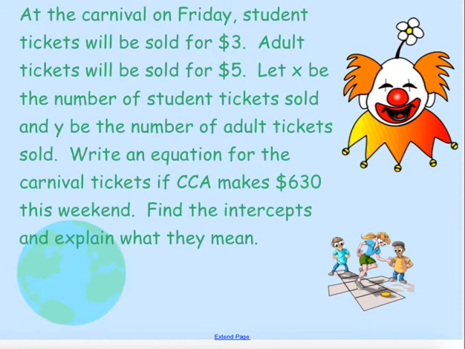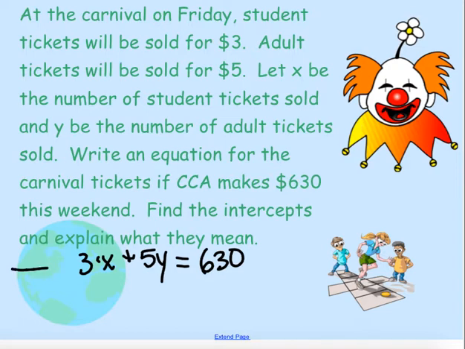So we would say, at the carnival on Friday, student tickets will be sold for $3, adult tickets for $5. Let x be the number of student tickets and y be the number of adult tickets. Write an equation for the carnival tickets if CCA makes $630 this weekend. Find the intercepts and explain what they mean. Well, what we would say is, if each student ticket is $3, we would say 3 times x will be how much we make from the student tickets, and 5 times y will be how much we made off of the adults. We know that totals $630.